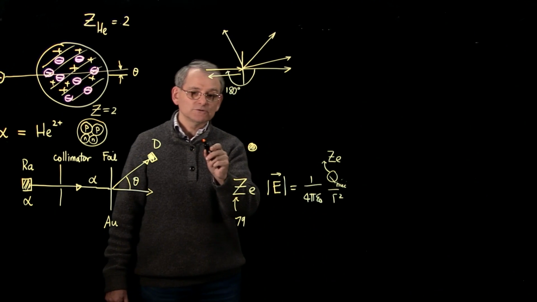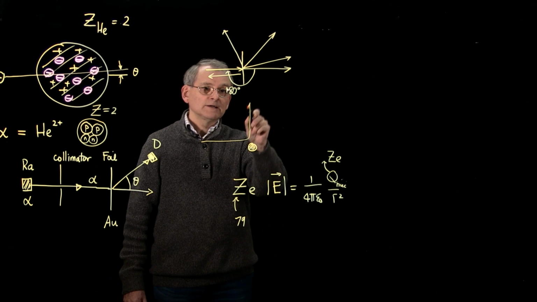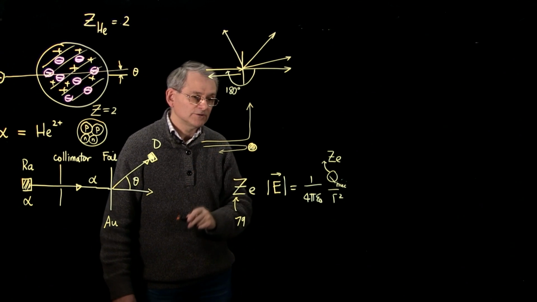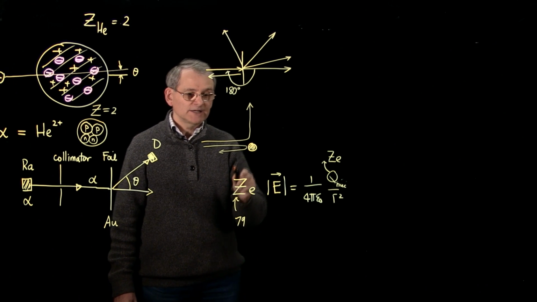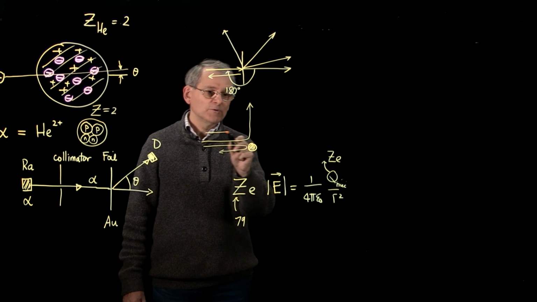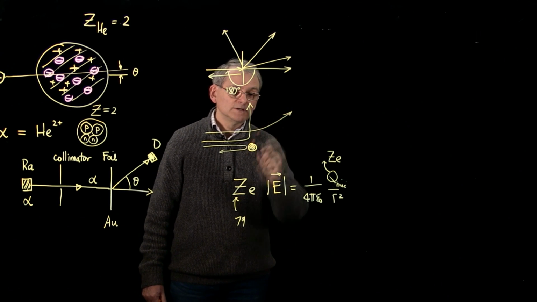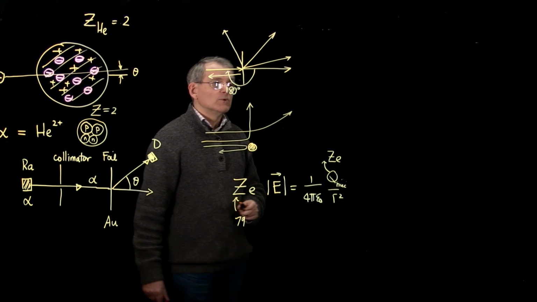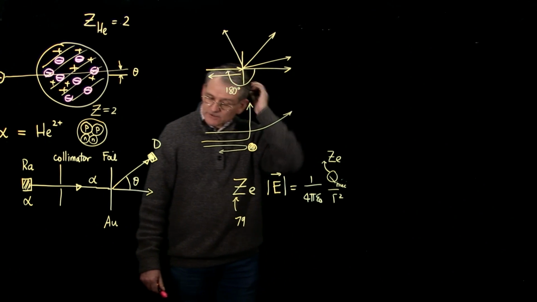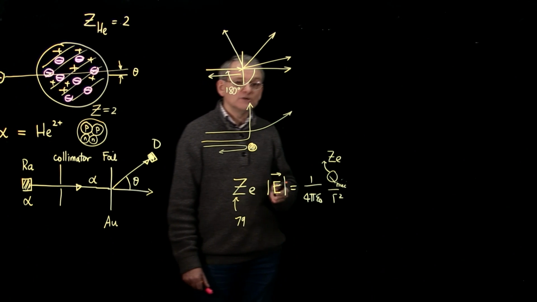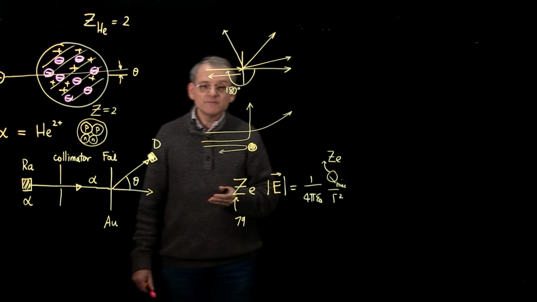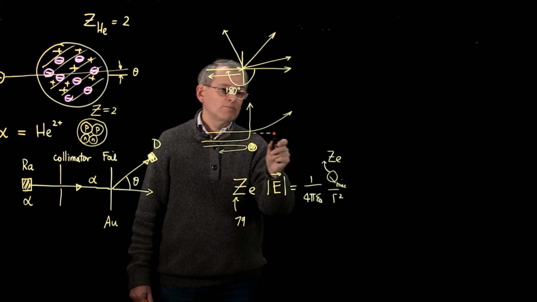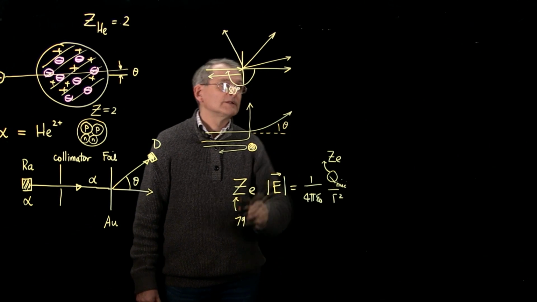This gives rise to large deflections, including, if you make a direct hit on the nucleus, backscattering. If you're further away, the deflection will be smaller. Now, what he did was he applied the laws of classical dynamics and classical electromagnetism to predict the number of alpha particles that you'd expect to be scattered through some angle theta.